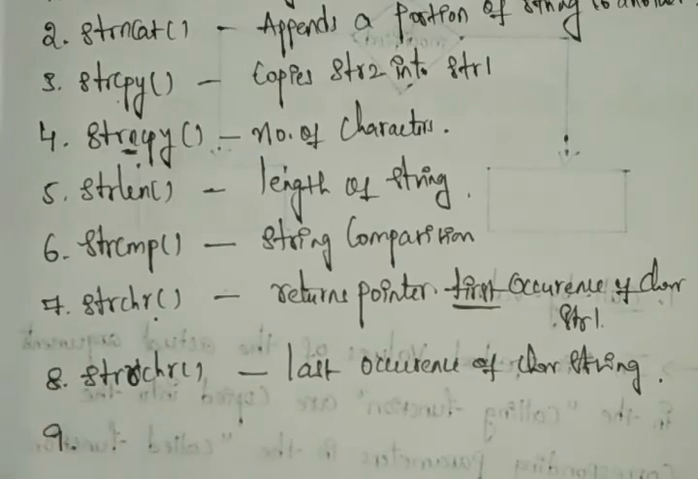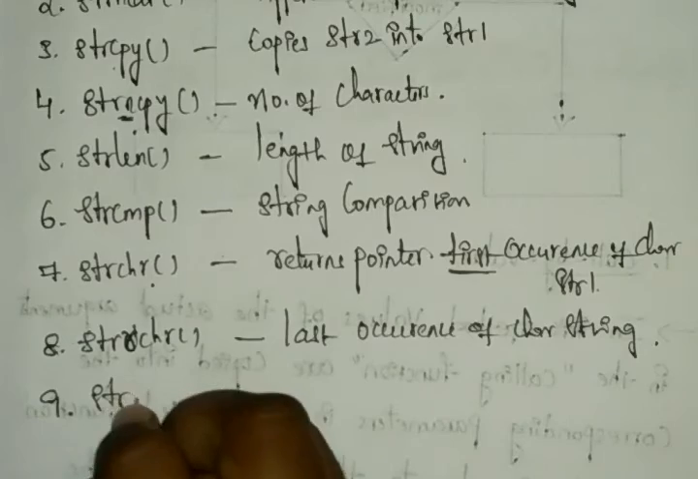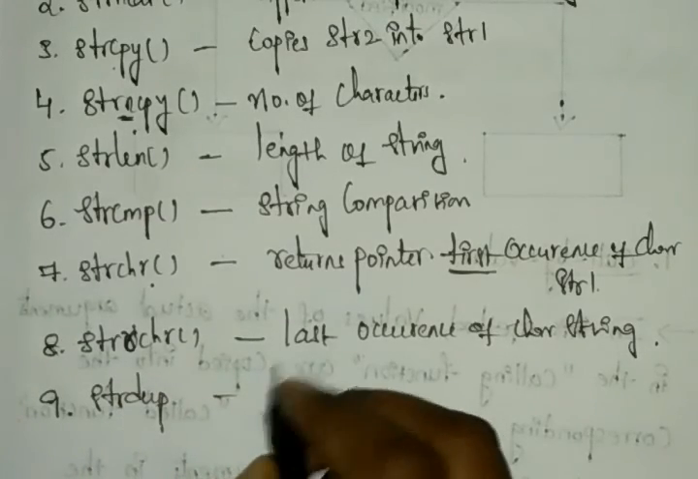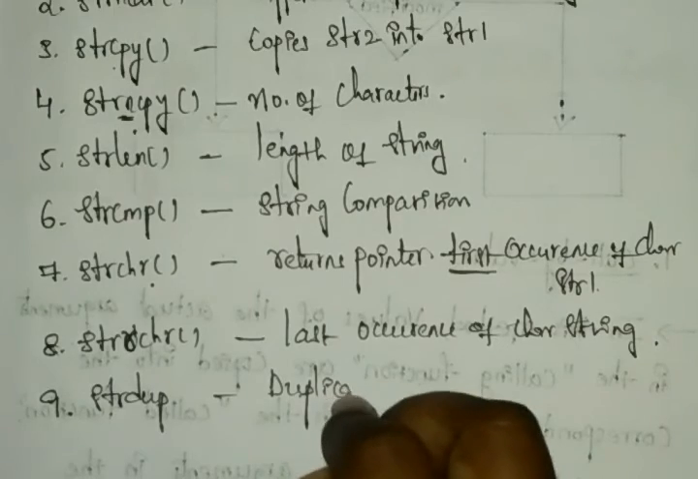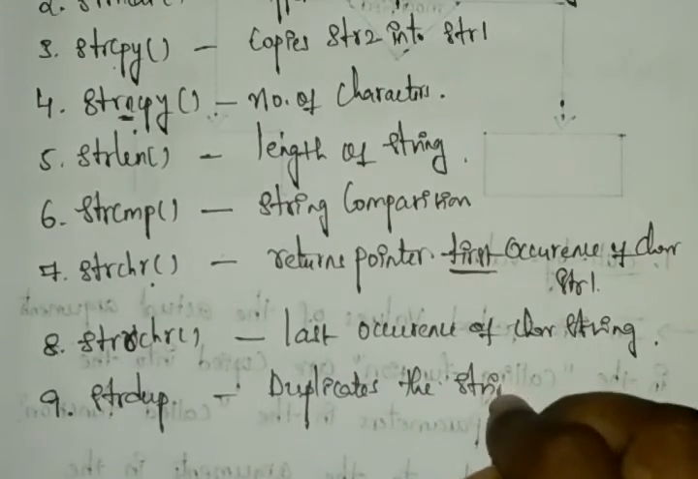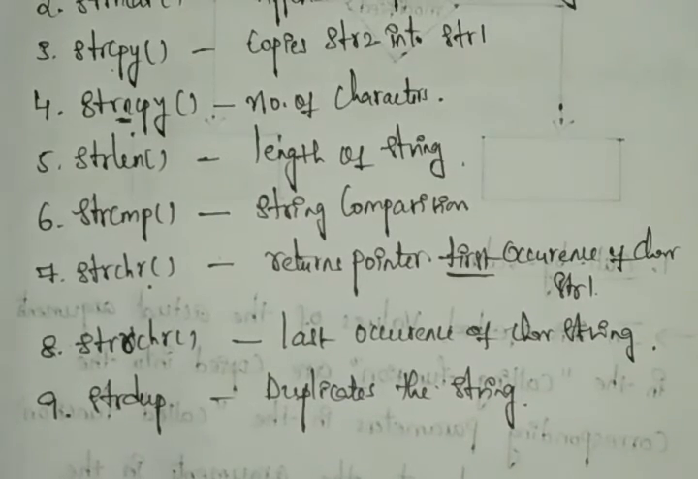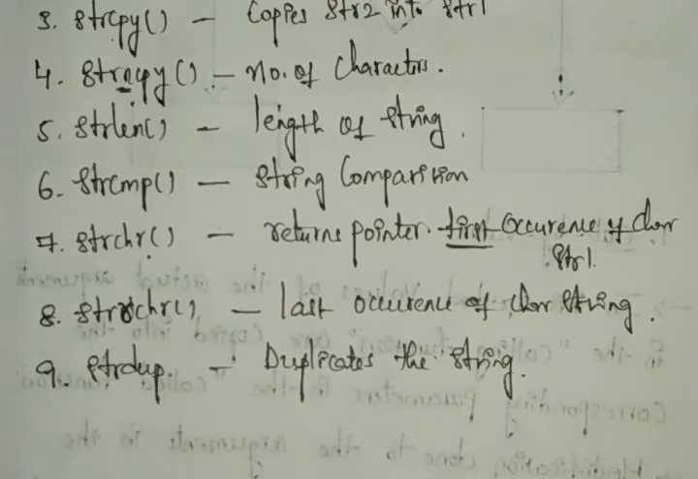And next here we have the strdup. Dup means duplicate. It duplicates a C string. If you have any string and you need a duplicate of it, you can use strdup. And next here, strlwr.